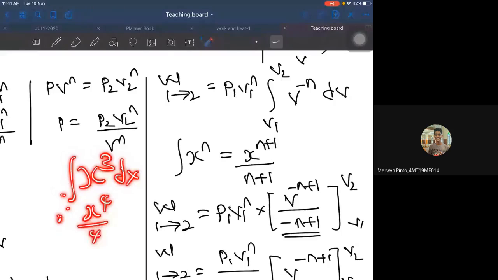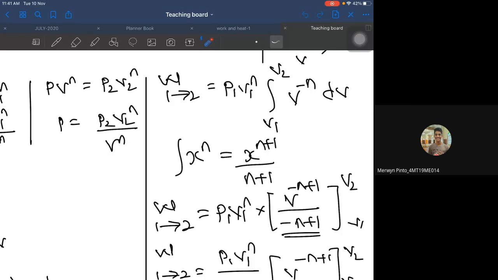Similarly, you'll be adding plus 1 to the power, and in the denominator also you'll be adding n plus 1. Applying the same principles here, the integration of V to the power of minus n is V to the power of minus n plus 1 divided by minus n plus 1. Got this, everyone? Have you got this integration? Shall we move further? Yes, sir.